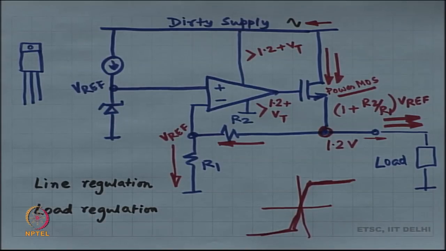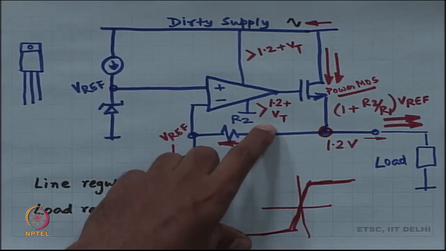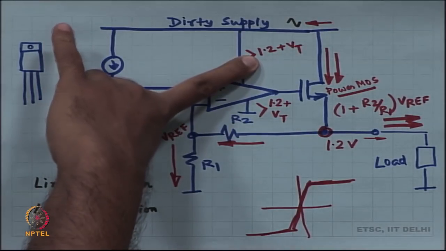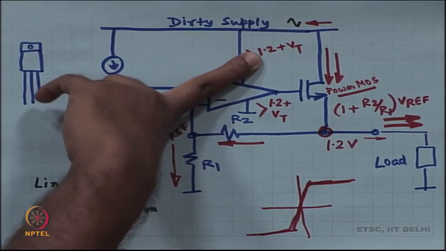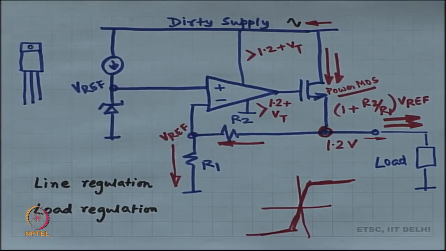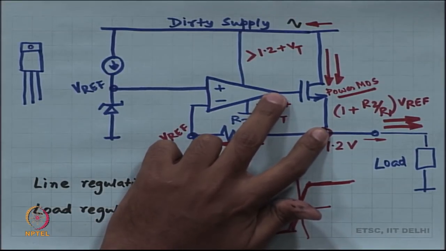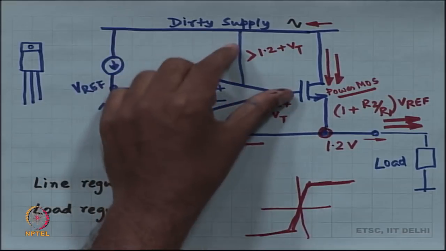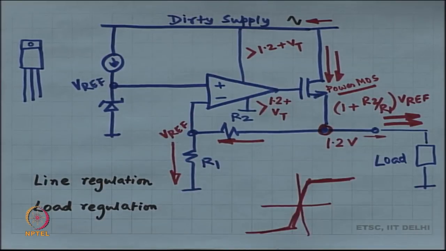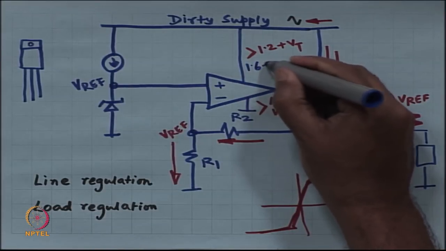So, if your output of the op amp is 1.2 plus VT, your dirty supply certainly has to be somewhat more than 1.2 plus VT. It can't be equal. So, for example, if you leave VGS minus VT of 0.2 volts over here and VGS minus VT of 0.2 volts over here, then this is probably not 1.2 plus VT, it is 1.6 plus VT. I am just now trying to see how optimistic I was. I really was very optimistic.